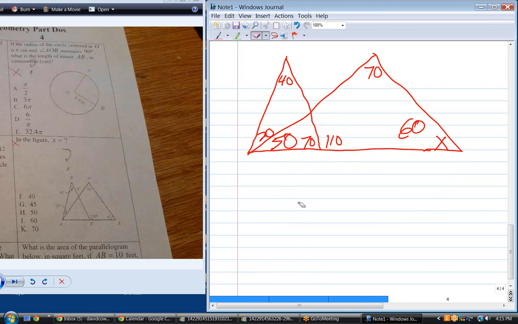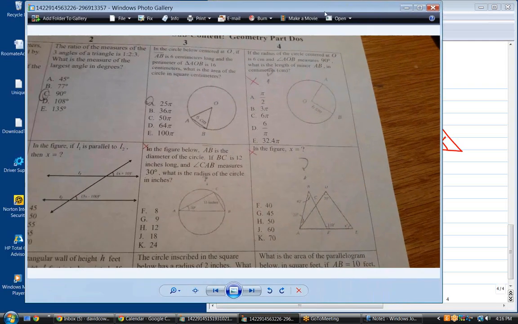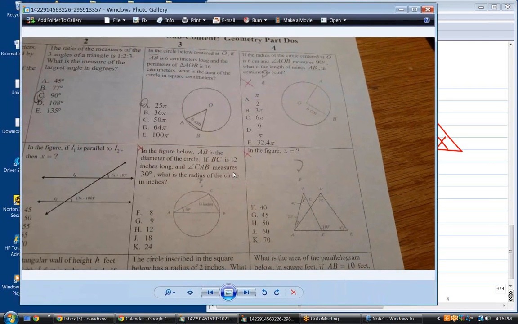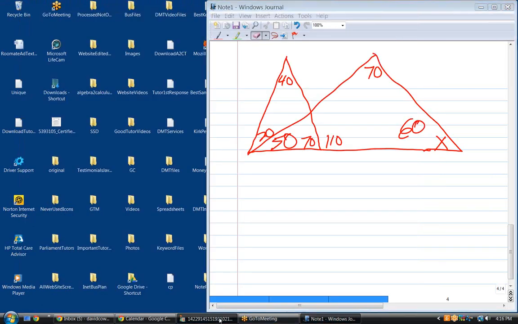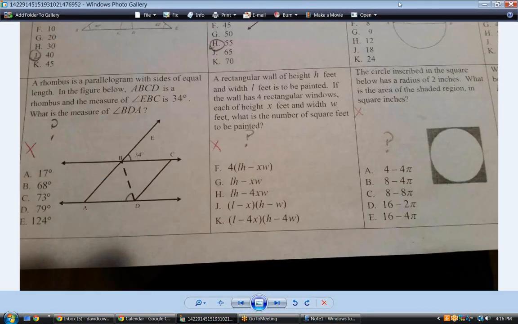Okay? All right, let's go to your other page. Is that all that's on this page? Yeah, that's all we had to deal with. All right.